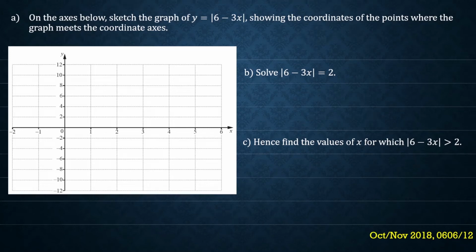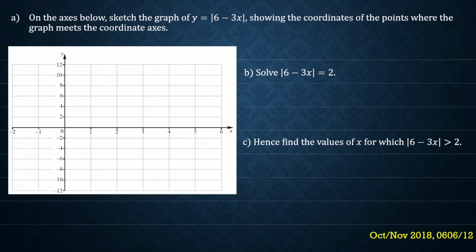Hey everyone, here we have a multi-part problem. In part A, on the axis below, we want to sketch the graph of y equals the absolute value of 6 minus 3x, showing the coordinates of the points where the graph meets the coordinate axis. In part B, we'll solve the absolute value equation. And in part C, we'll solve an absolute value inequality.